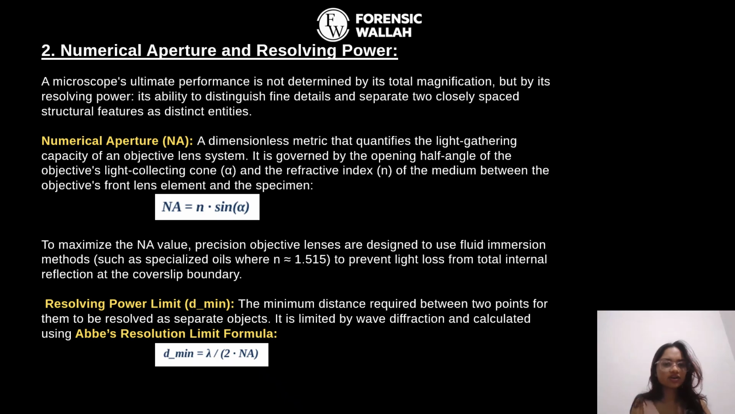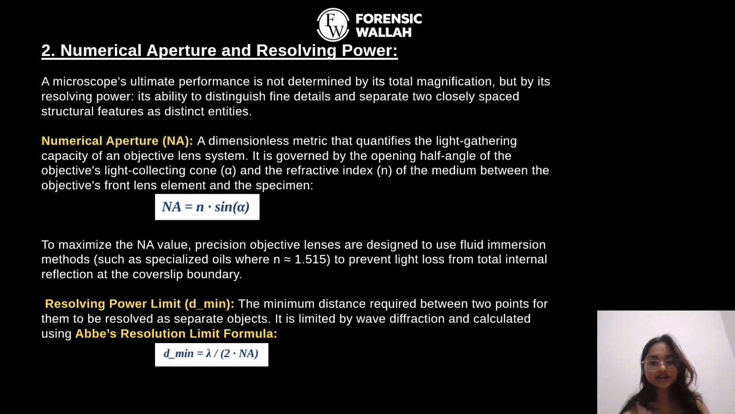Now, the primary driver of resolving power is numerical aperture, that is NA. NA is a dimensionless metric that quantifies the light gathering capacity of an objective lens system. It is governed by the opening half angle of the objective's light collecting cone, that is alpha, sorry, and the refractive index n of the medium sitting between the objective's front lens elements and the specimen. The mathematical formula is NA equals n times sine alpha.